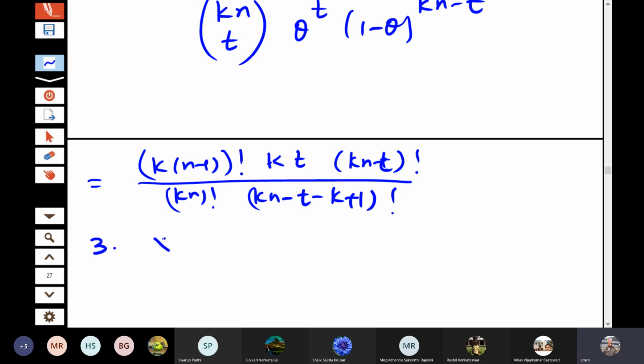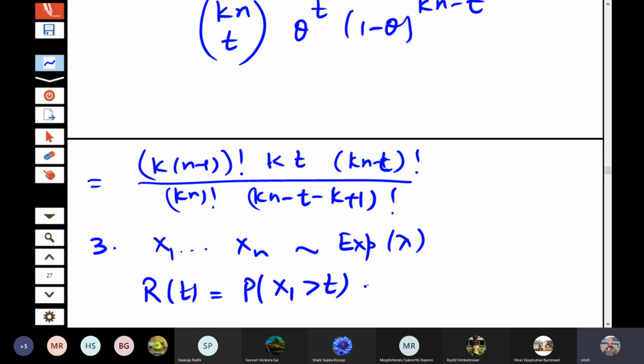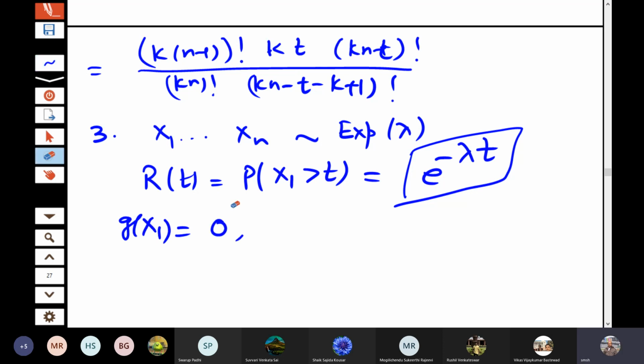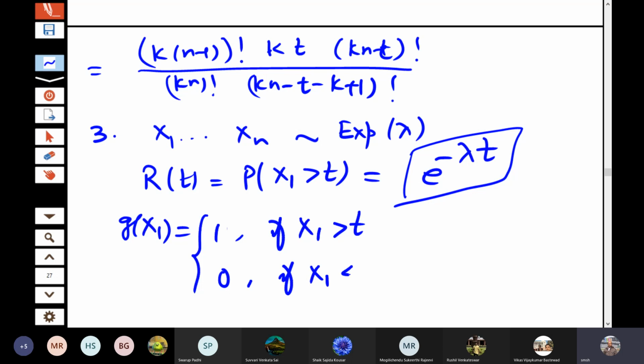show the calculation. Suppose I have a random sample from exponential distribution with parameter lambda. So what is the reliability function? That is the probability of x1 greater than t, that is e to the power minus lambda t. You are all familiar with the reliability function in general, that is probability of x greater than t, that is called the reliability function. So in general, I am looking at the exponential distribution problem here, and what is the UMVUE for this? We look at the indicator function of this, that is g(x1) equal to 1 if x1 is greater than t, and it is 0 if x1 is less than or equal to t. So here expectation of g(x1) is equal to R(t).